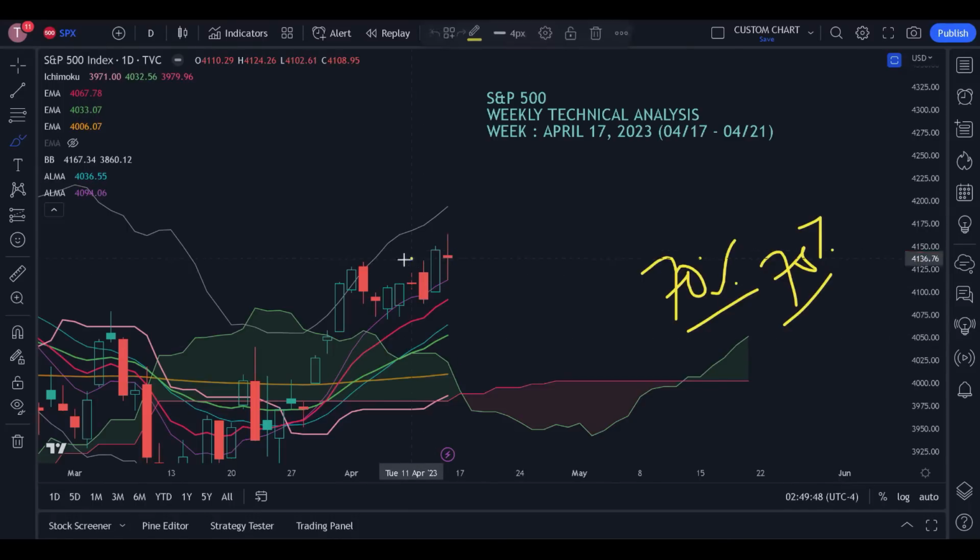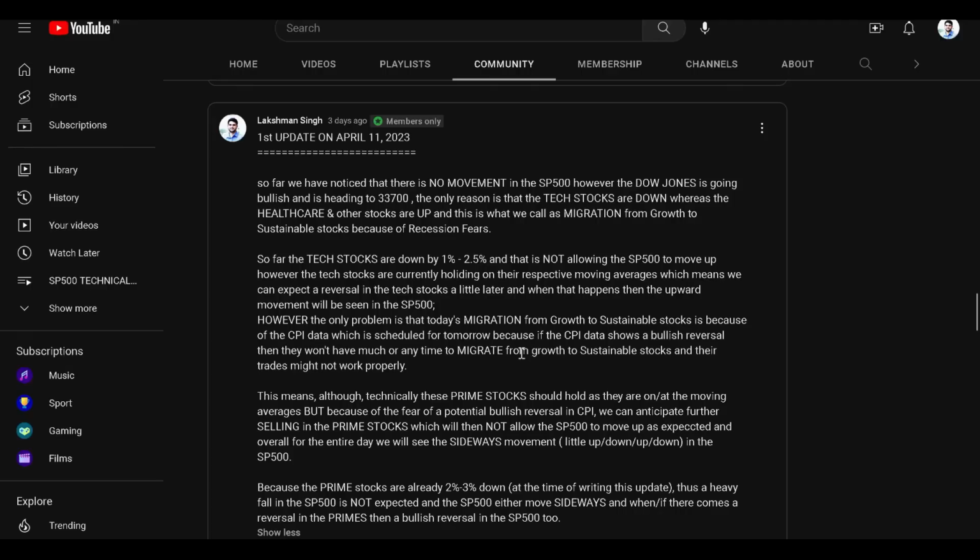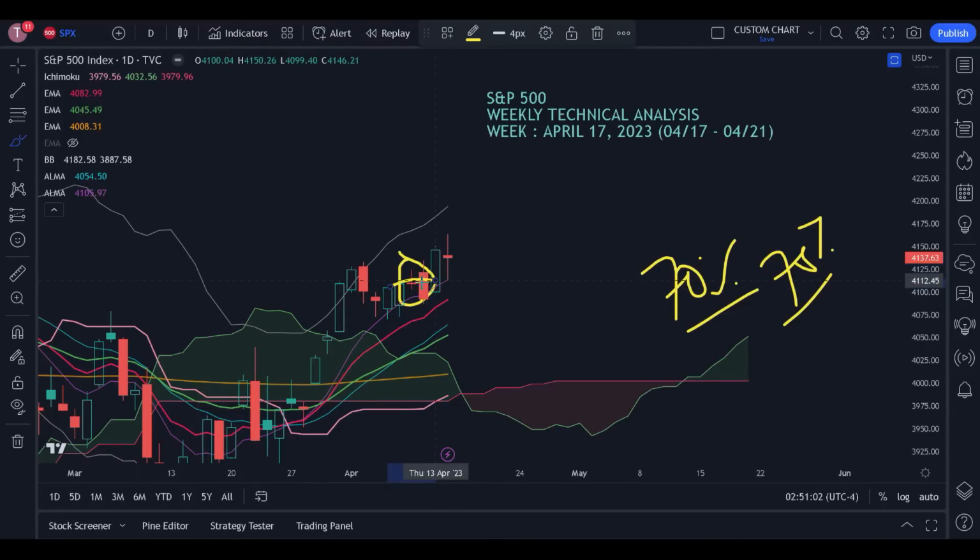Now on Tuesday, a sideways movement, nothing much. Immediately upon open it came down and retested 4100. At the same time the primes, meaning the tech stocks Apple, Amazon, Microsoft, were already down by 2% to 3%. This means no more fall, and the S&P 500 will survive and will hold above 4100. This means the S&P 500 either moves sideways, or if there comes a reversal in the primes, then a bullish reversal in the S&P 500 too. And what we can see, it came down, held, gave a bullish reversal, and again came down. For the entire movement, it was sideways or bullish, that's it, nothing else.